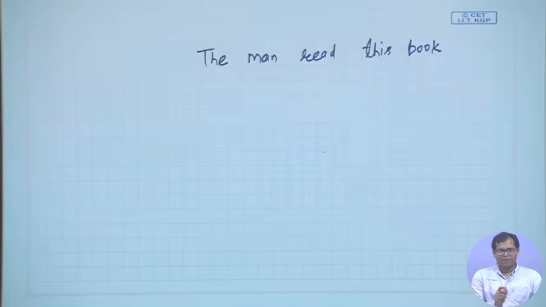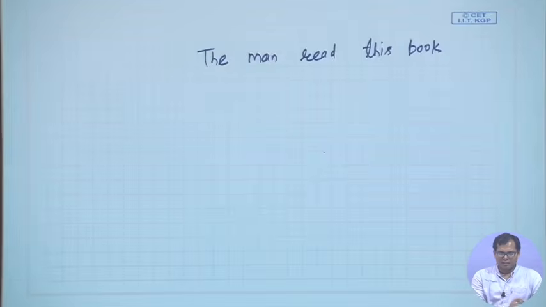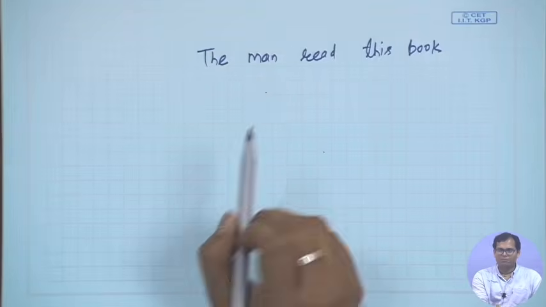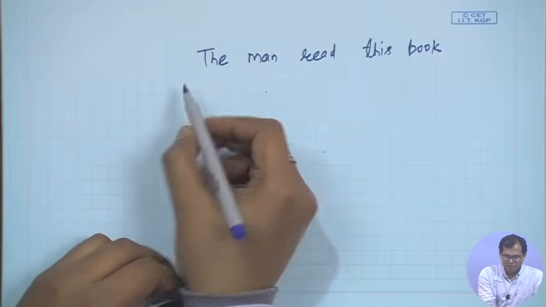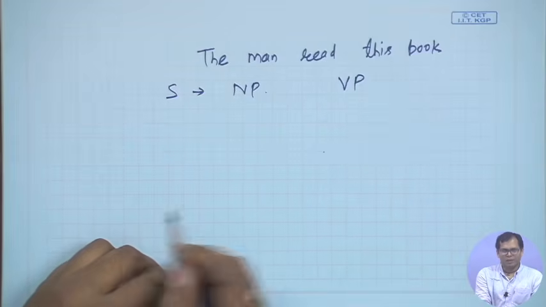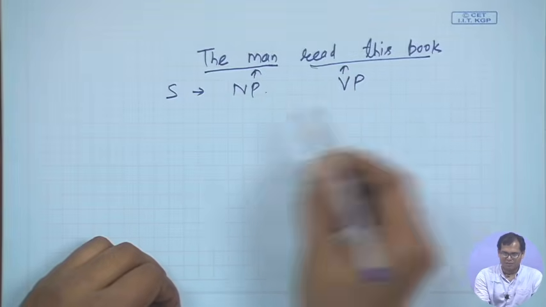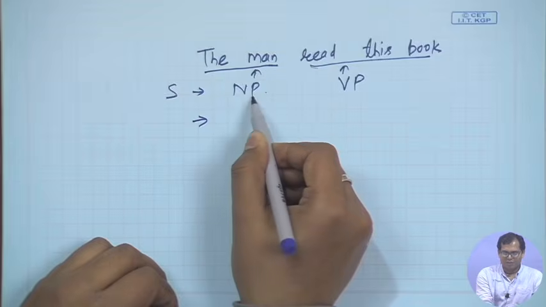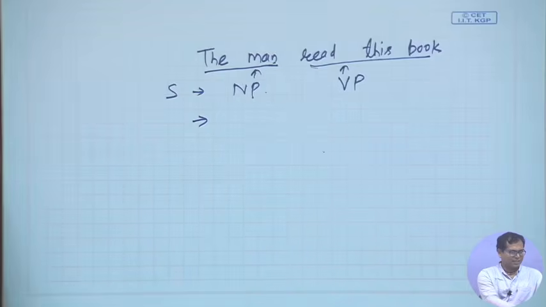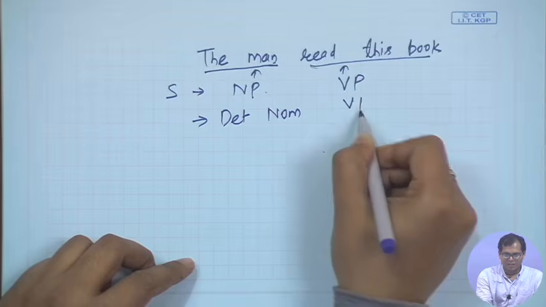Now the sentence can be a noun phrase followed by a verb phrase, or an auxiliary followed by a noun phrase and verb phrase, or a verb phrase. In this case, it does not start with an auxiliary nor a verb. So it has to be a noun phrase followed by a verb phrase. I'll assume that the man will come in noun phrase and read this book will come in verb phrase. So what will be the next derivation? From NP I have to get the man, so I have to get determiner nominal. Here I will say determiner nominal and verb phrase.